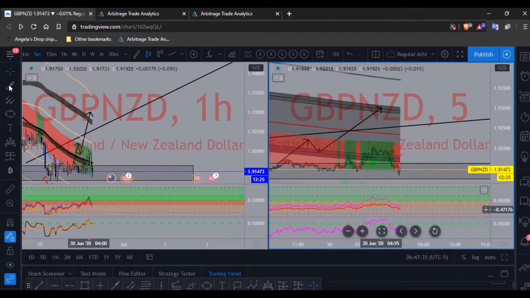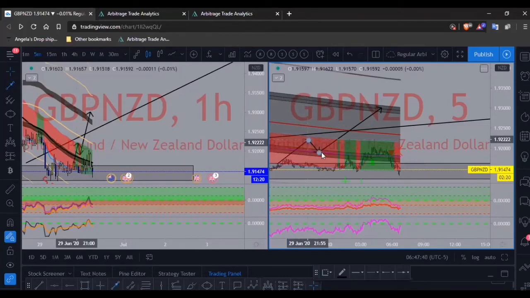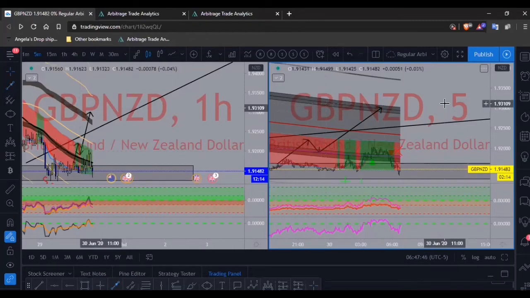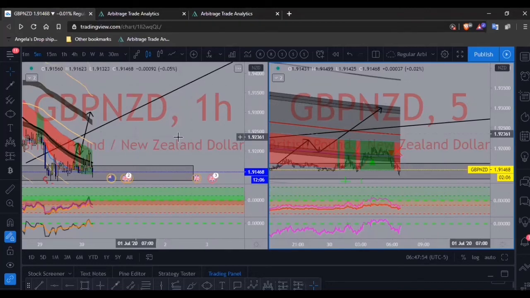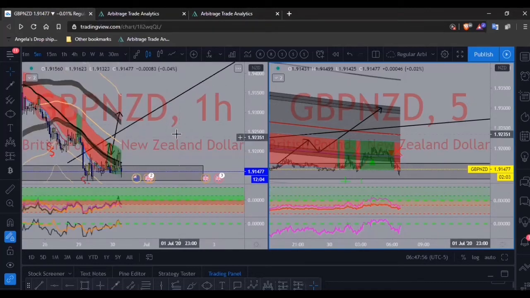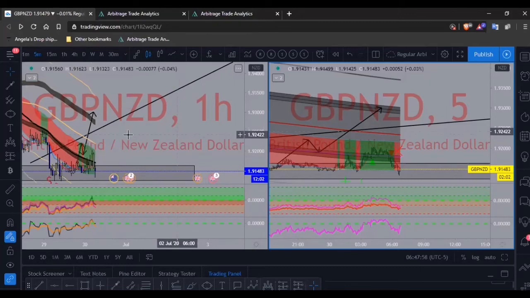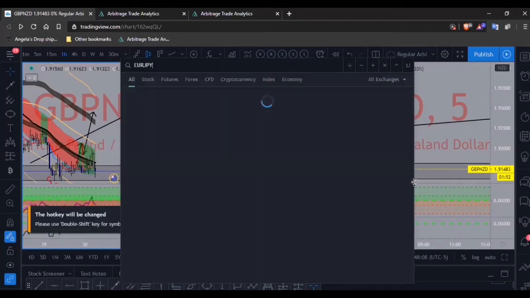All right, but yeah, overall, same thing as right here. Breakout, retest, continuation. That's for GN. Any questions on GN? Nope. All right, sounds good. You're good, I'm good, we're all good. All right, let's go on to Euro JPY. I'm so not going to get used to that double shift anytime soon.